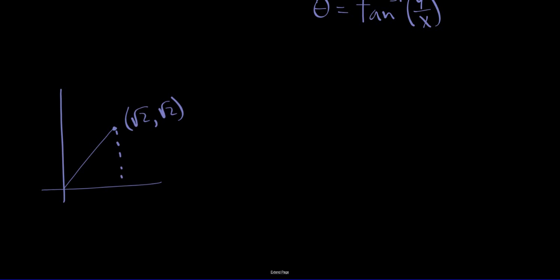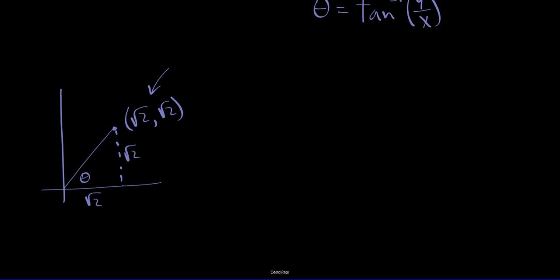And we've got some angle down here. Don't know what it is. And let's suppose, so here's the square root of 2, and here's the square root of 2. So we go over square root of 2 and up square root of 2, and we get this. Okay, right now we have a rectangular point. That's rectangular coordinates. I want to write the equivalent polar form.